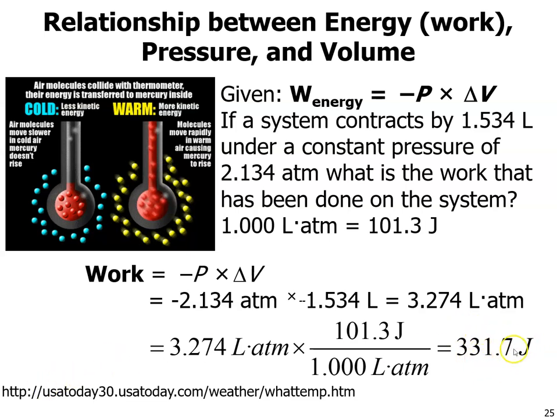So one thing I want you to notice is this is a positive value, 331.7 joules. That means that I had to put that much energy into the system, and I had to contract it to shrink this down. So you can also think of this almost like a spring, right?